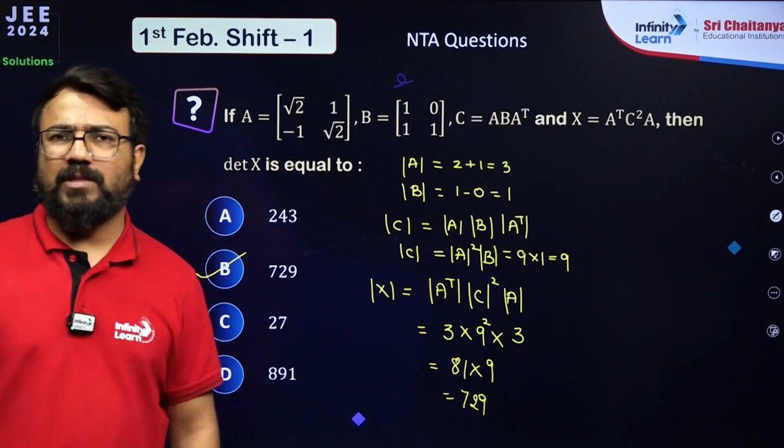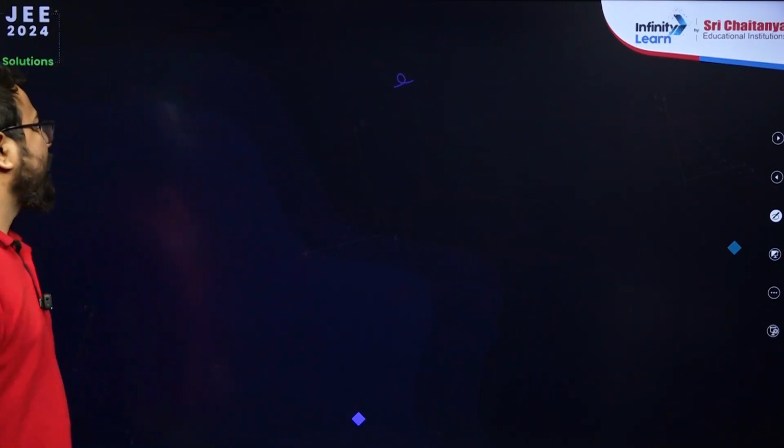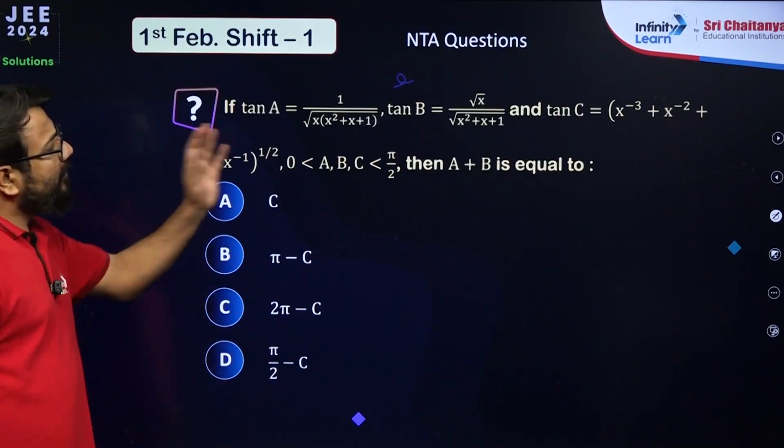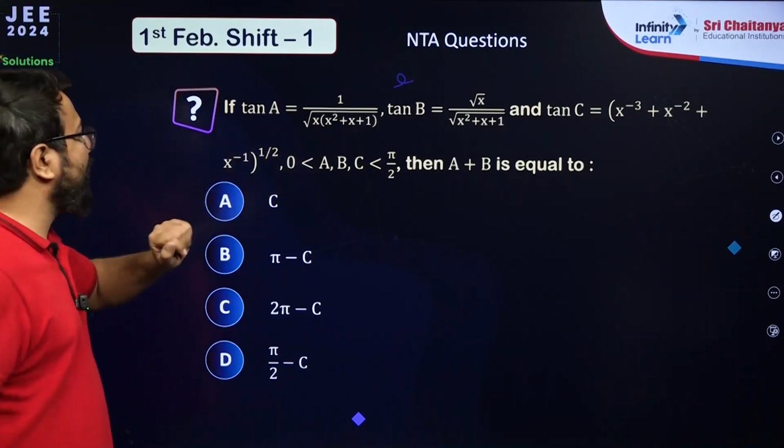This was a so simple question, my dear students. Now let us jump to the next problem. Here is another problem. The values of 10A, 10B, 10C are given to you.